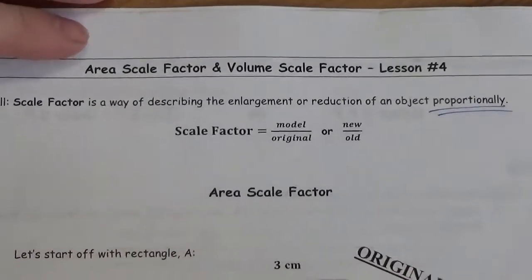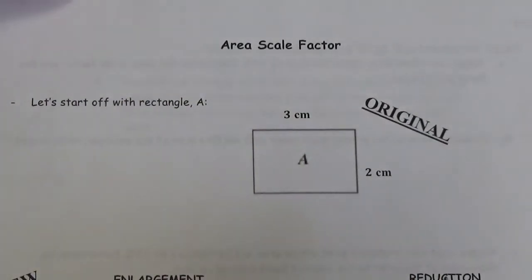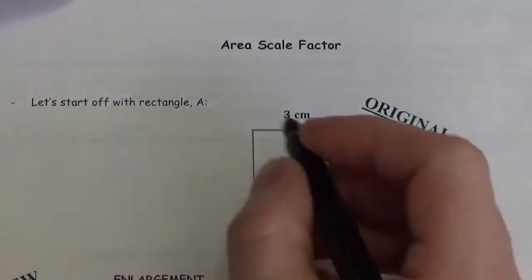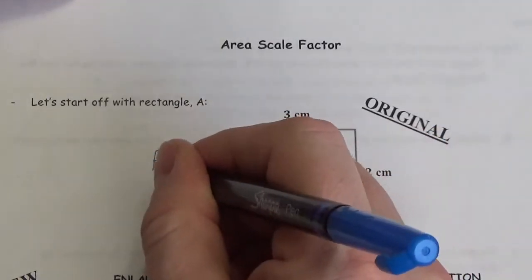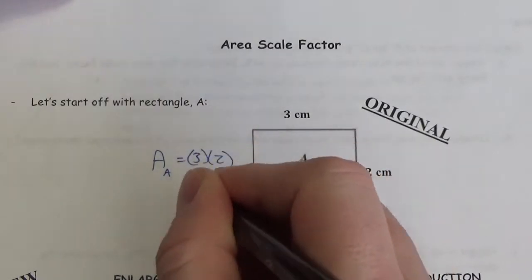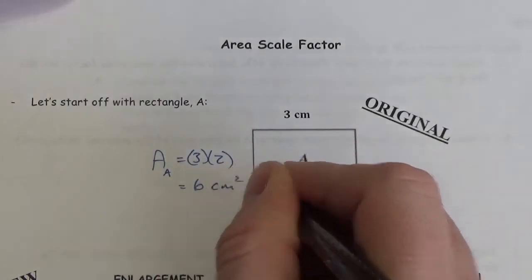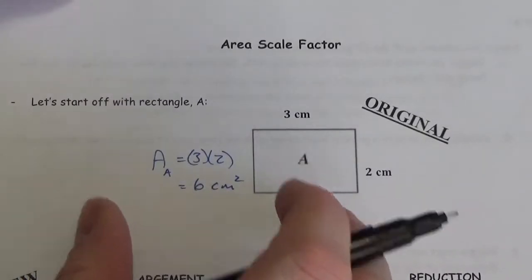So now we're going to take a look at the area scale factor. And we're going to start off with rectangle A. Now, we already know the length and the width here, but that also gives us the area. So the area of rectangle A is going to be length times width, so 3 times 2, or 6 centimeters squared. We're going to keep that in our pocket here. We know that that works.